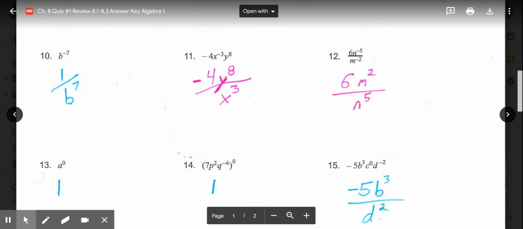Now in 10, anything to the negative power goes below 1. So b to the negative 7th simply becomes 1 over b to the positive 7th.